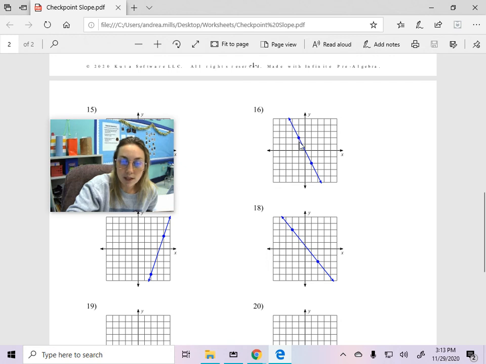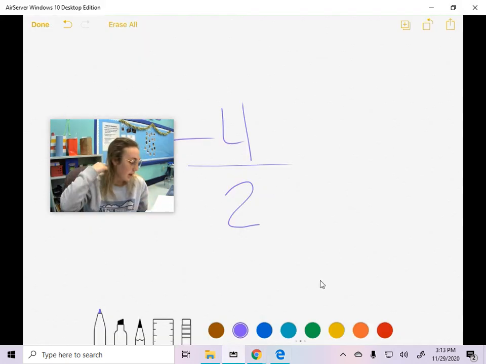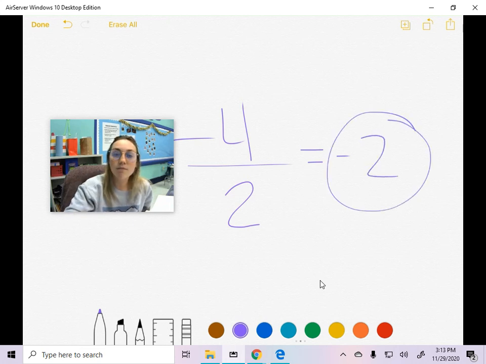We rose 1, 2, 3, 4 times, so -4 times. And then once we got down here, we ran 1, 2 times. So our numerator is -4, our denominator is 2. That can be reduced. -4 over 2 is going to be the same as -2. So that's going to be our slope.